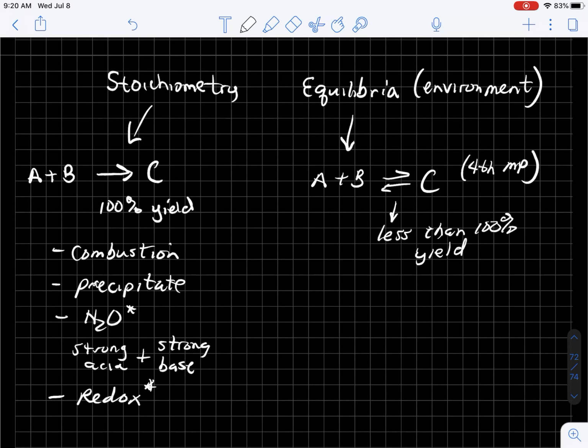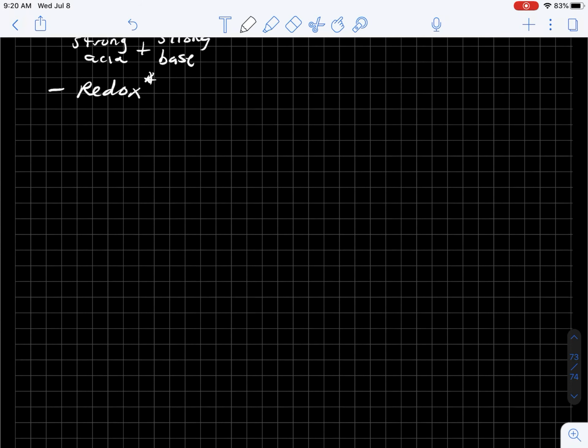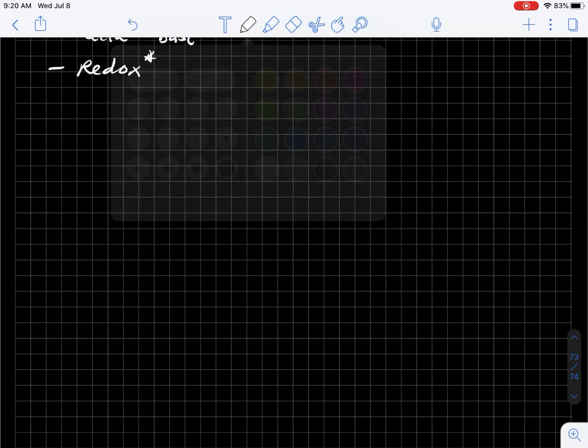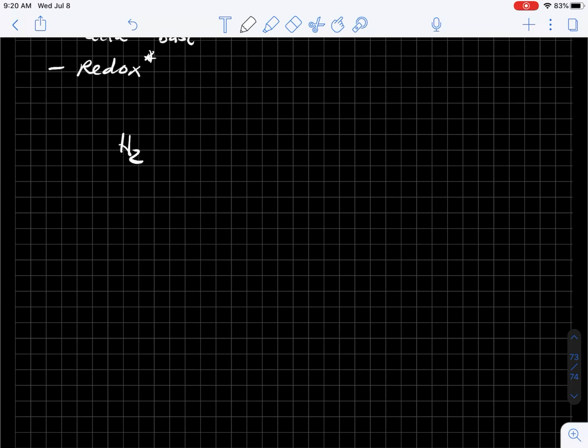And you studied equilibria a little bit in biology. They probably mentioned something called homeostasis, which is an equilibrium principle. All right, so how does stoichiometry work? Glad you asked. Suppose we had the following reaction. We're going to take hydrogen gas and we're going to react it with nitrogen to produce ammonia. So I'm going to balance that equation.